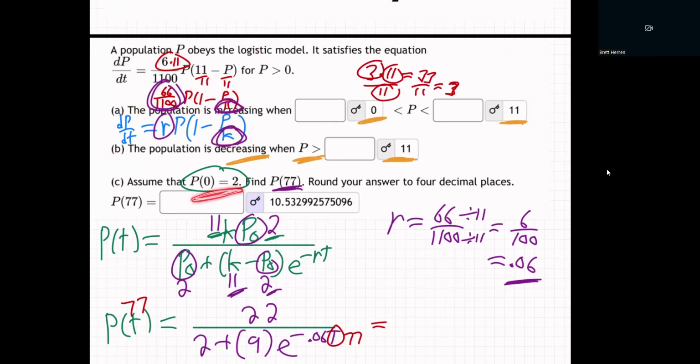They tell me P0 is 2, so I got P0. I knew what R was, right? I reduced it, 0.06. You could just divide on Desmos, right? And you do all that by hand work. Then plug in the 77, and we got it. That's how we work with the logistic equation.